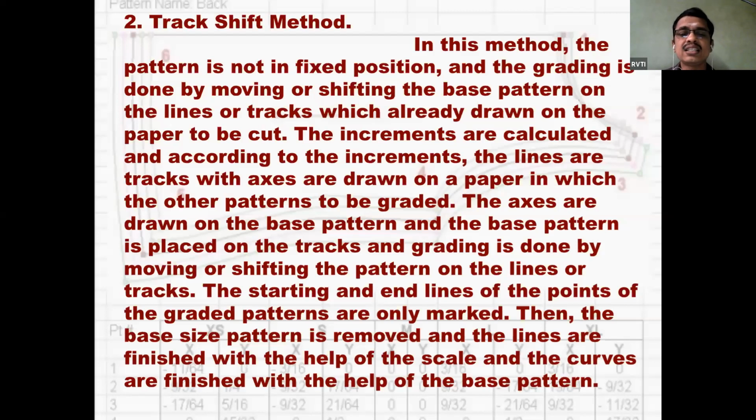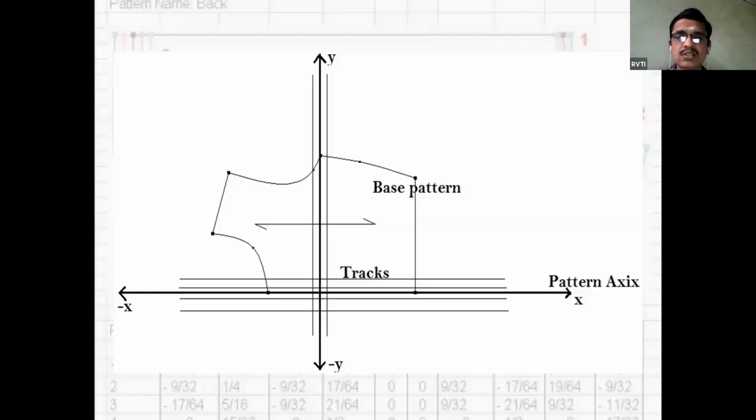So like that, one by one. Suppose for the track shift method, I first prepare an M size pattern, S to M, then M to L, and M to L. So like that I can prepare. Okay, so see this example here.